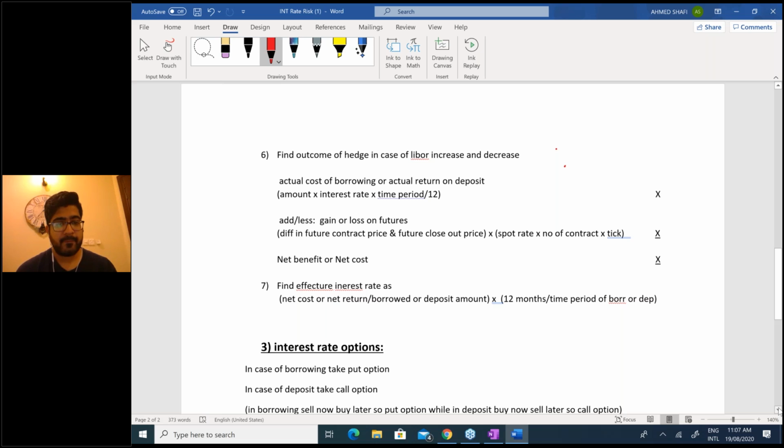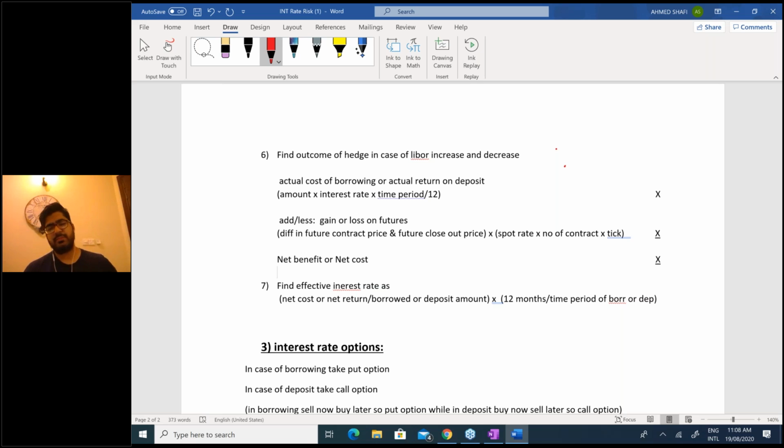And then in the last step, you need to find the effective interest rate. Effective interest rate is the last step in which you take net cost or net return over borrowed or deposit amount into 12 months over the time period of borrowing or deposit.